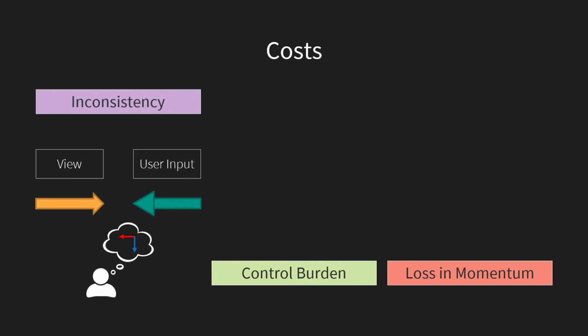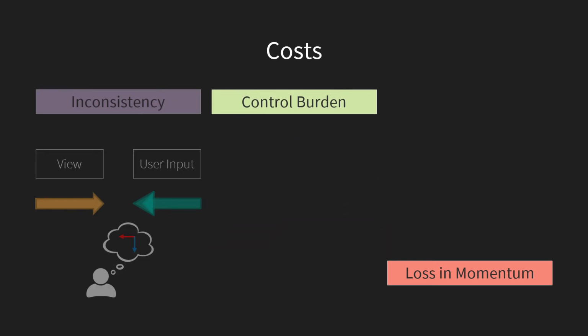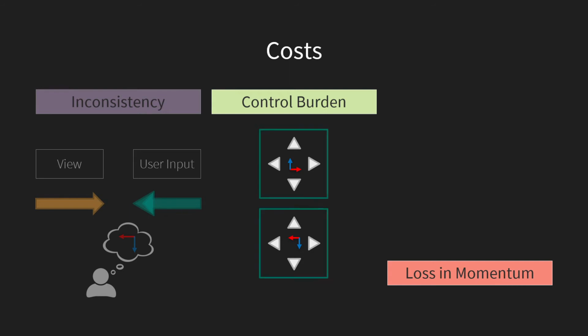The second cost is the control burden associated with selecting the control frame that the user wants to use from the available options. The user has to indicate when and which control frame they would like to select. This is an additional input that the user must provide to the system to be able to switch between multiple control frames.